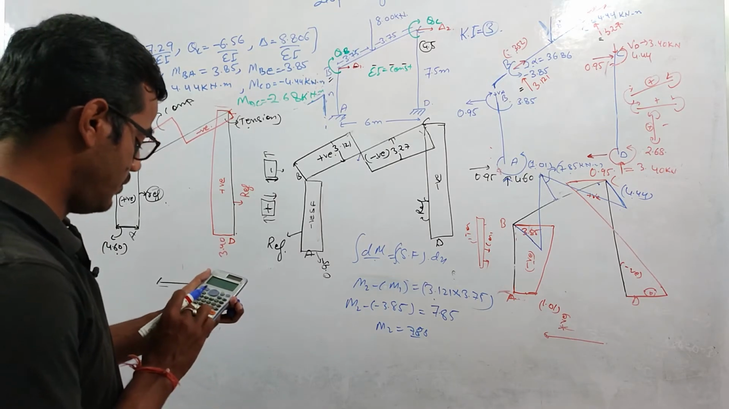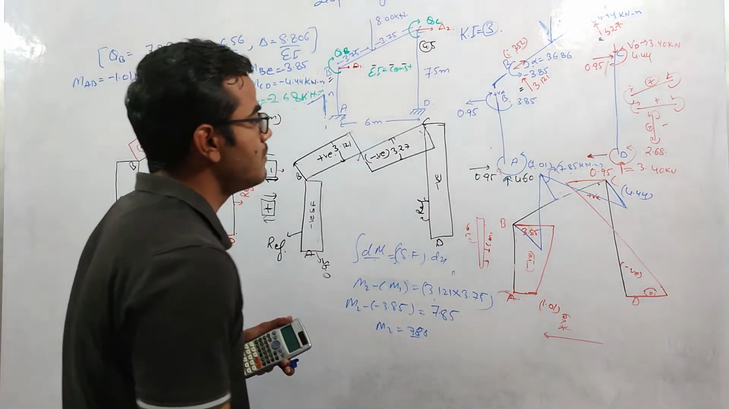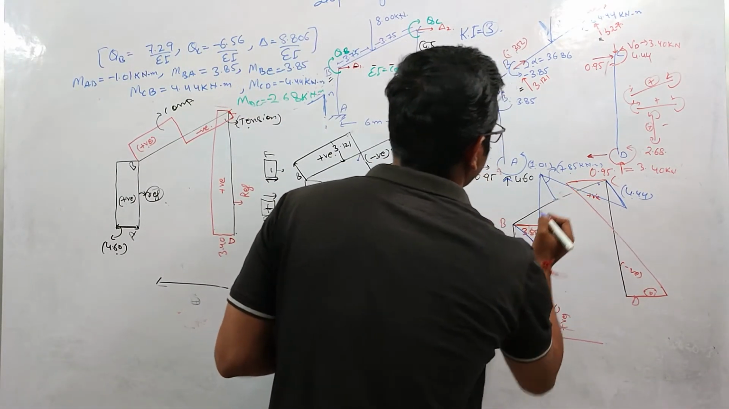You can also 3.121. Okay. So this is the positive value 7.85.